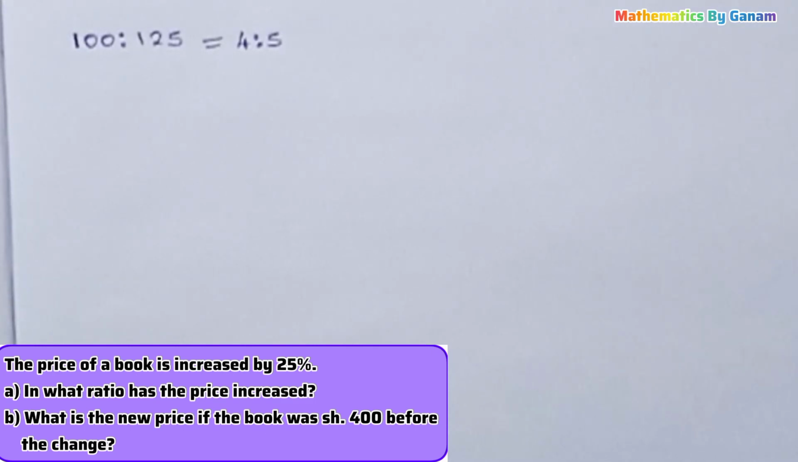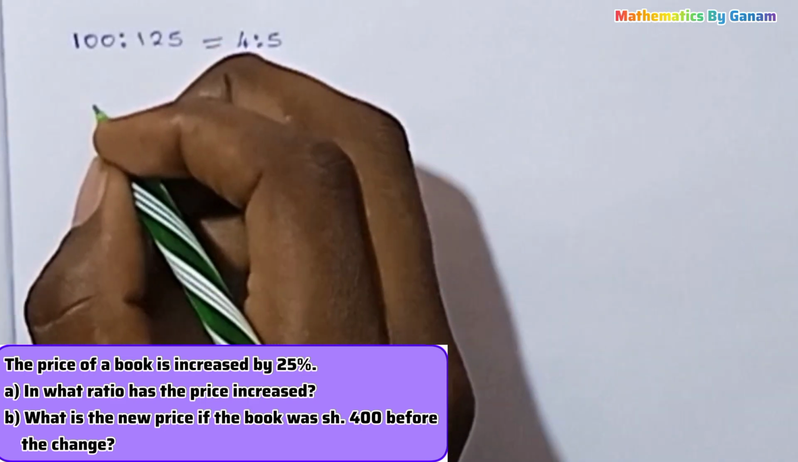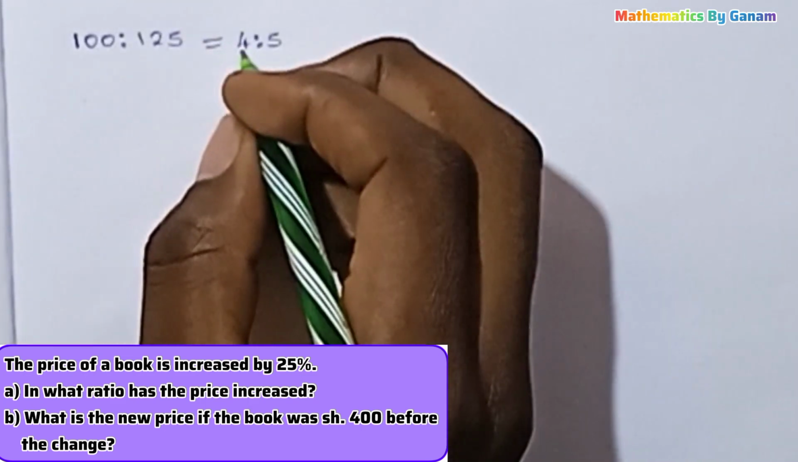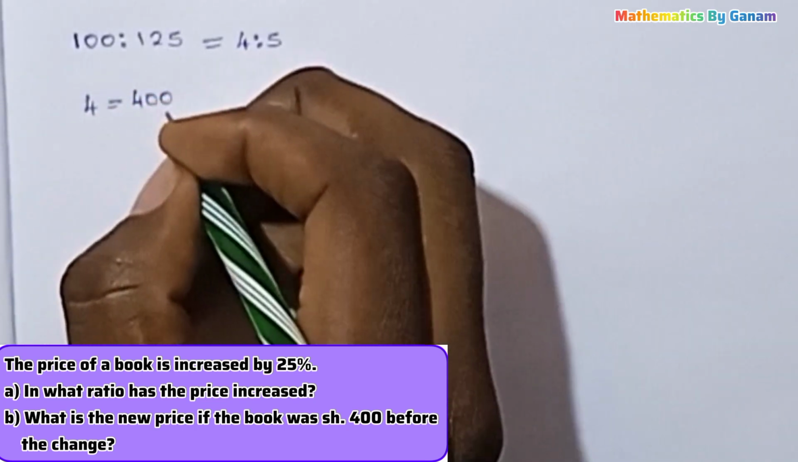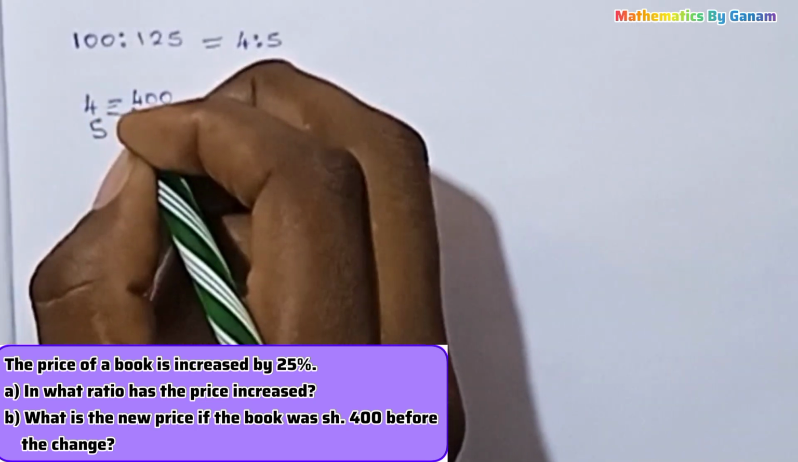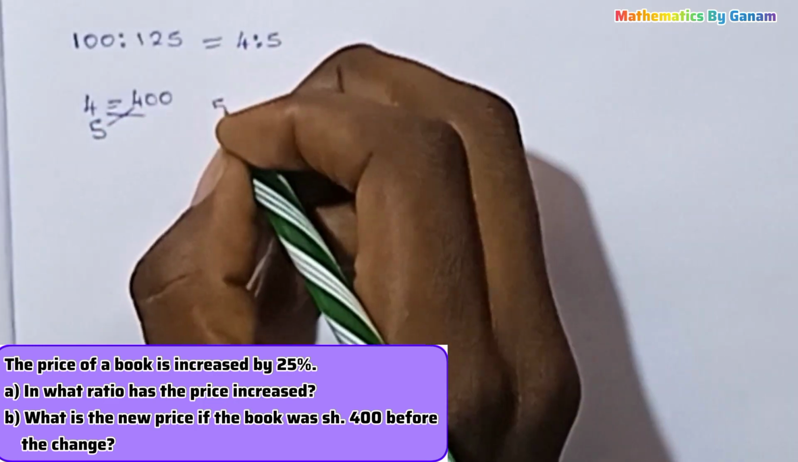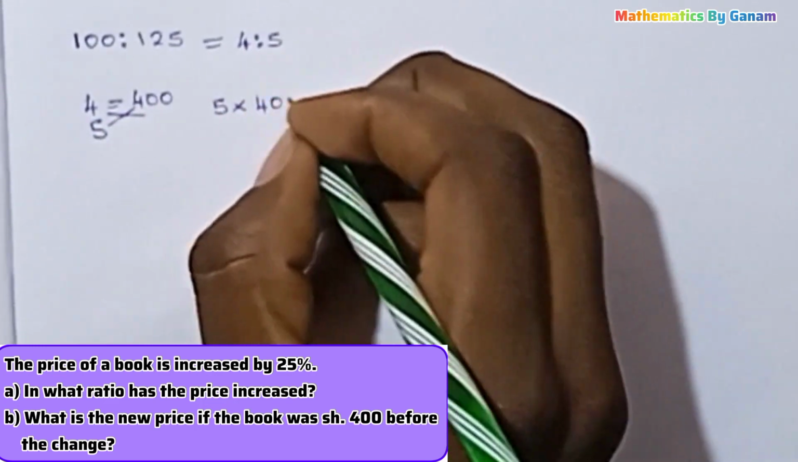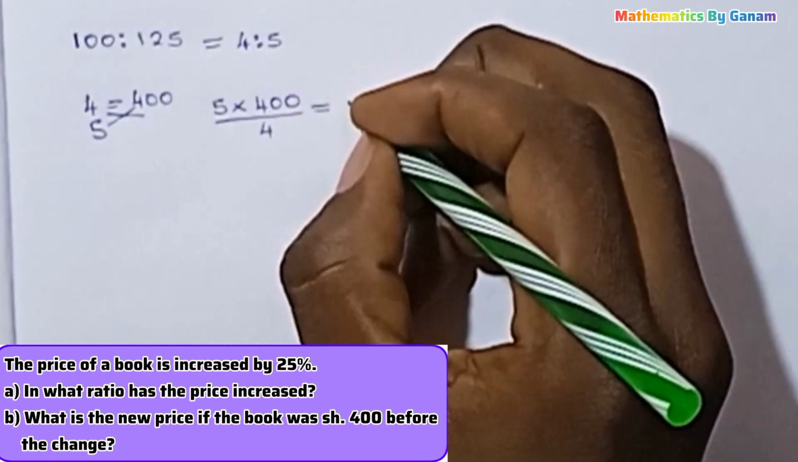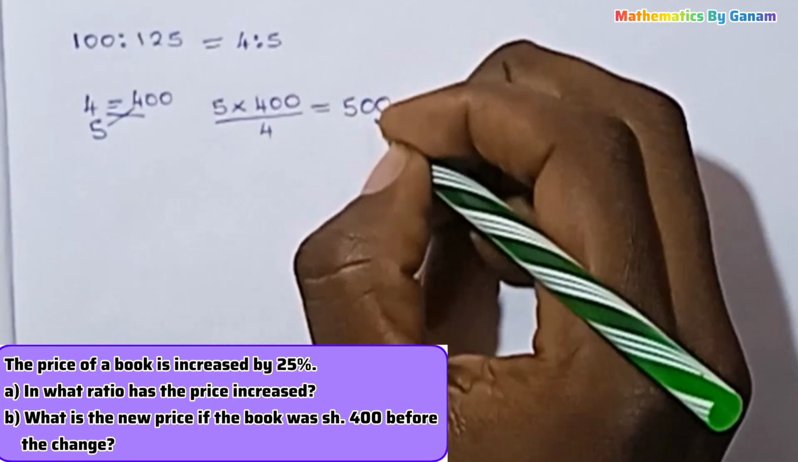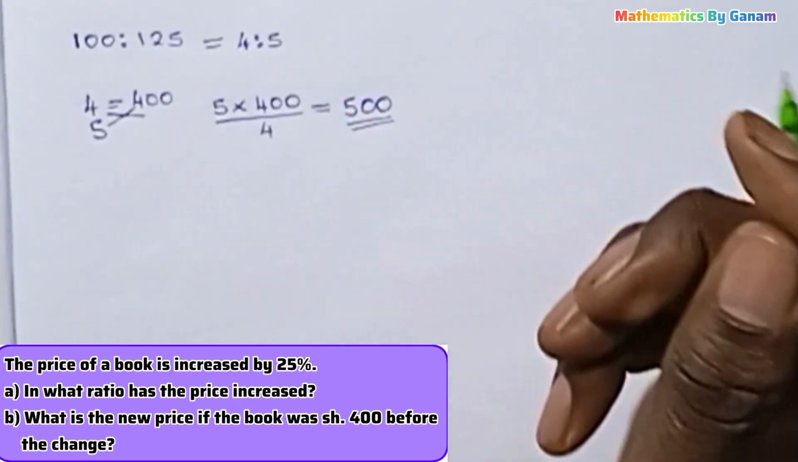if the book was 400 shillings before the change. So initially the book was 400 shillings, which was equal to 100, which is equal to 4. So 4 is equal to 400. What about 5? So we're going to go 5 multiplied by 400 divided by 4. This is equal to 500. This is the required answer.